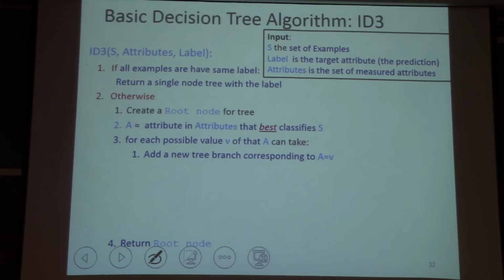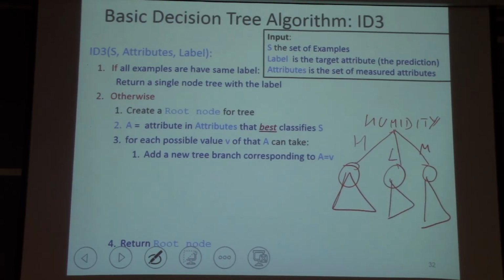And for every value, you create a new tree branch. So, let's say you pick humidity, and humidity takes 3 values, you create 3 branches. Let's say high, low, and medium. Something like that. And now, you need to construct a subtree under each of these.